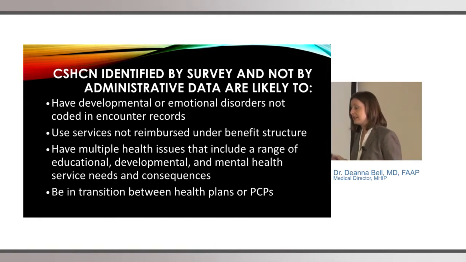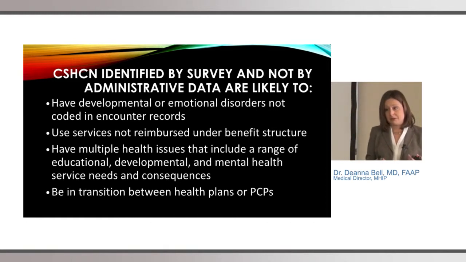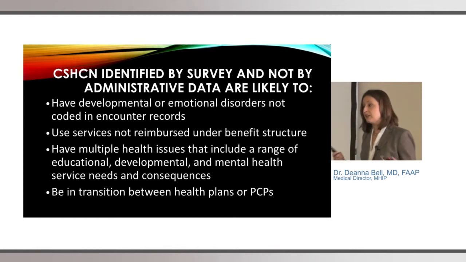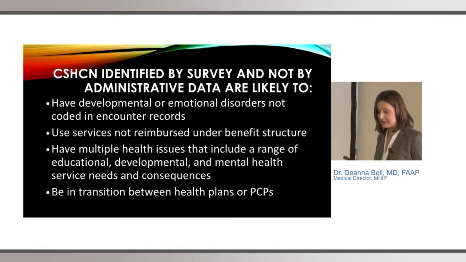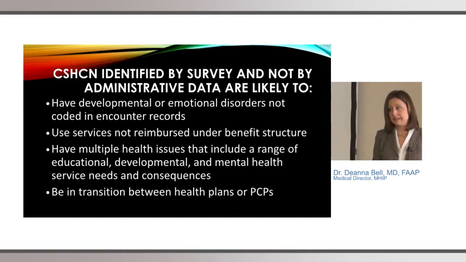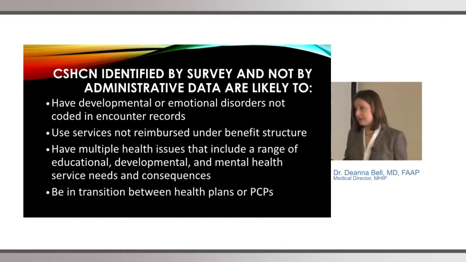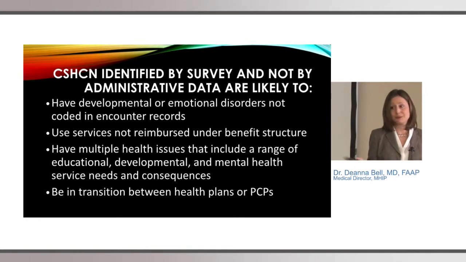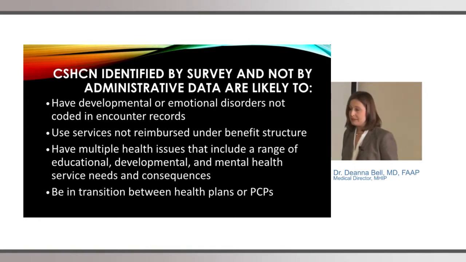And then these are also the kids who may have multiple health conditions that in isolation do not render them chronically ill, but in conglomerate do render them chronically ill. So a lot of times they've got several different things going on in different life domains. Also, these kids are likely to be in transition. So this is survey administrative data are based on claims. So how many times have you seen a kid switch from one MCO to the other and they're just lost in the milieu of what happens at that point? So these kids are really likely to be in transition between healthcare plans or between PCPs.